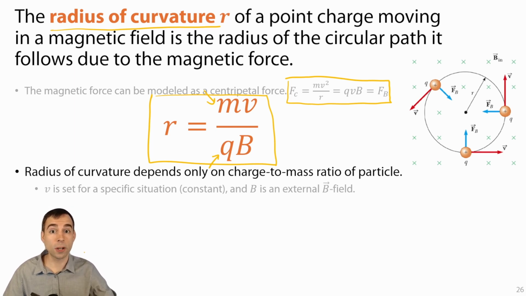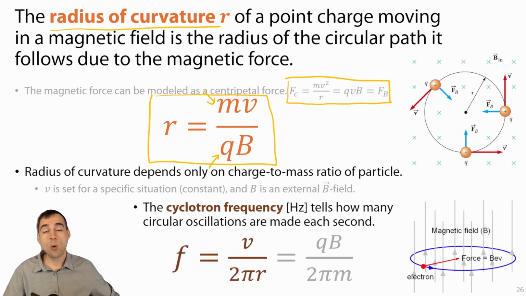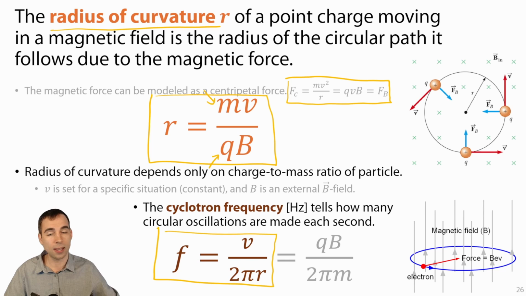And so if this particle is moving in a circle, it will complete one lap in a certain amount of time. And we can calculate a cyclotron frequency, which tells us how many oscillations or how many circular paths are completed in every given amount of time. And that would be measured in hertz, and we could calculate that as the velocity of the particle moving in the circular path divided by 2 pi times its radius of curvature.